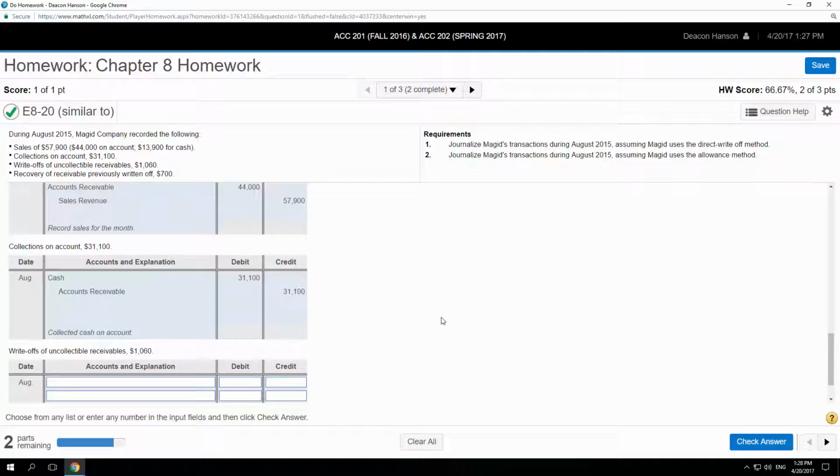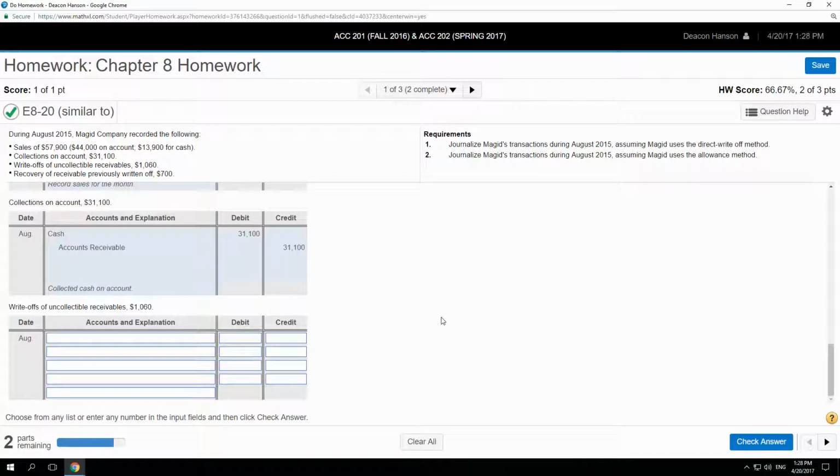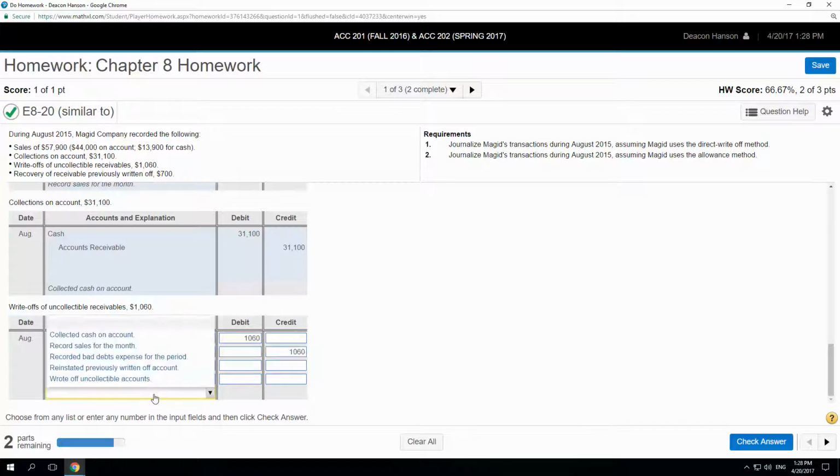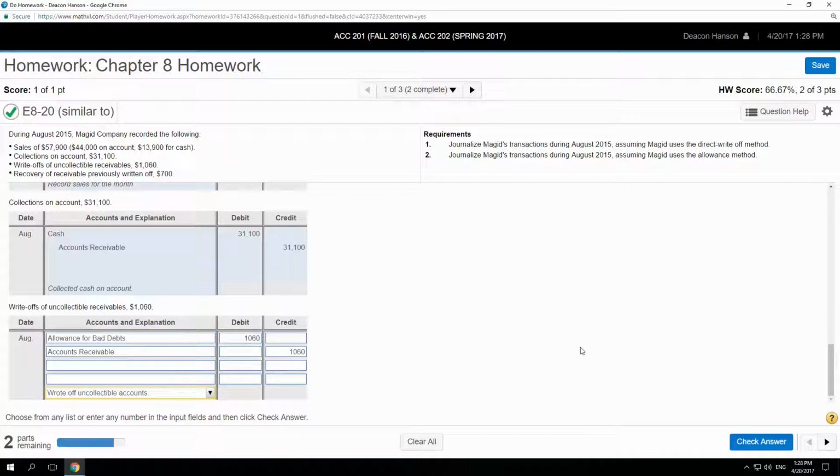Okay, now we write off uncollectible receivables, 1,060. In the allowance method, what we do is we're going to write these accounts off against the allowance for bad debts. Okay, and we would have set up an allowance prior to this. So these accounts get written off against an allowance that had been set up prior to the whole write-off situation. Okay.